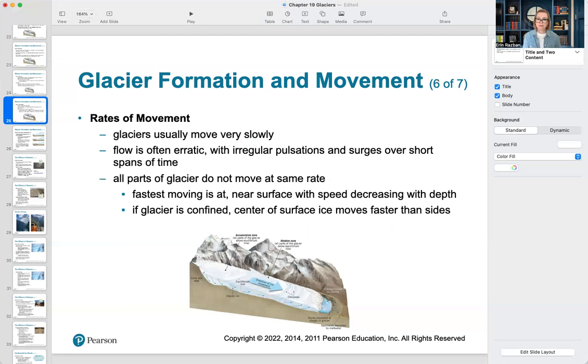However, this flow is far from uniform. All parts of a glacier don't move at the same rate. The fastest movement typically occurs at and near the surface of a glacier. For valley glaciers like Mer de Glace, which means the Sea of Ice in French, located in the French Alps, the center moves faster than the sides, similar to a river, but for different physical reasons. The sides experience more friction against the valley walls, slowing them down.